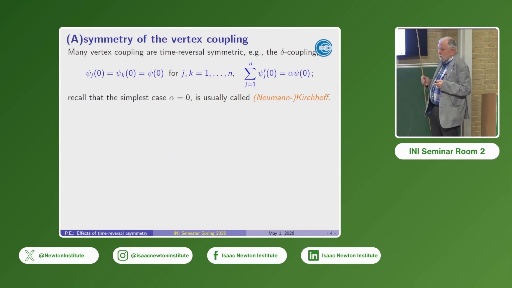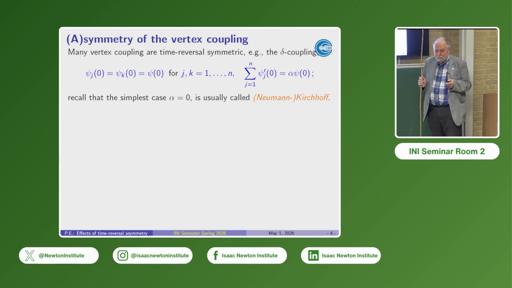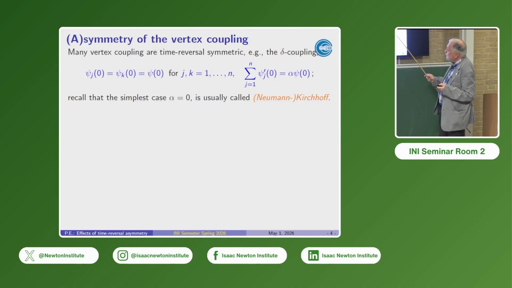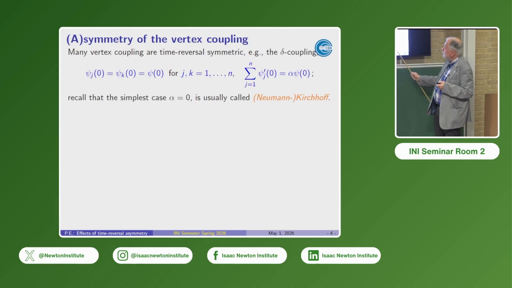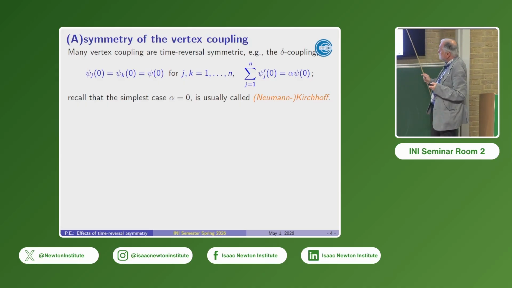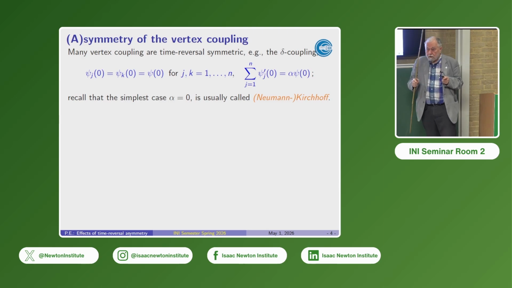Now there are various simple examples, and these examples, from my point of view, are invariant with respect to time reversal. One standard example is the delta coupling, where the functions are continuous at the vertex and the sum of the derivatives is proportional to this common value. It is the only class in which the wave functions are continuous at the vertex. If this coefficient is 0, that's the Neumann-Kirchhoff coupling of which Delio spoke. But certainly there are many more.